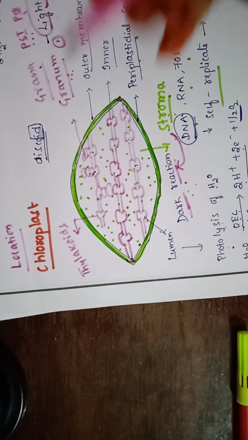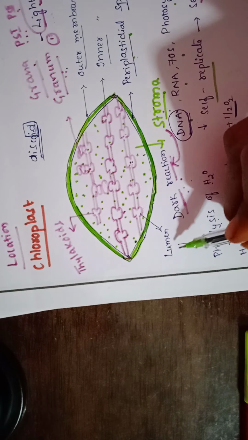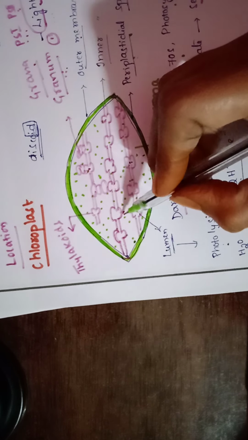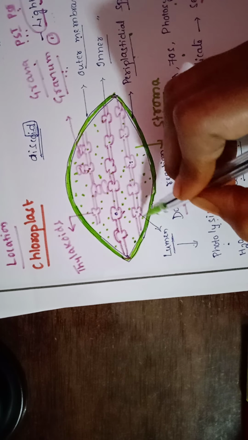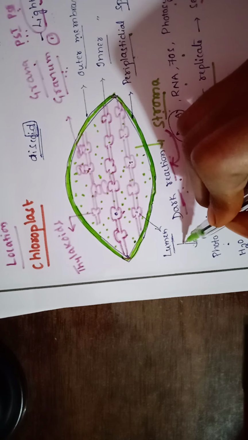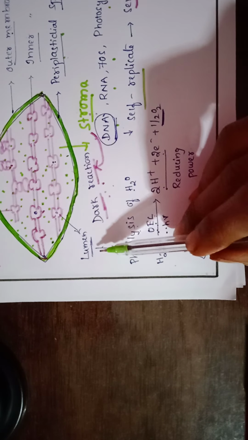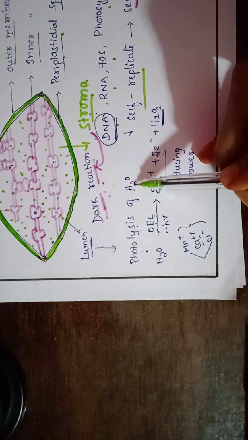That's about the grana. And one more important point is the lumen. What is this lumen? The inner space of thylakoids is called the lumen. What is the importance of the lumen? In the lumen, photolysis of water occurs.